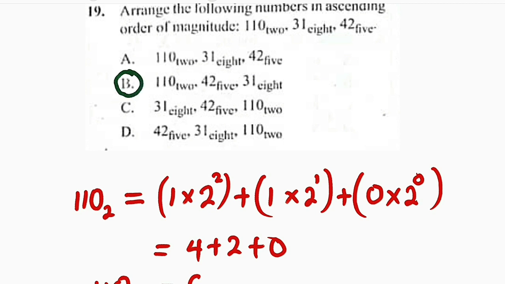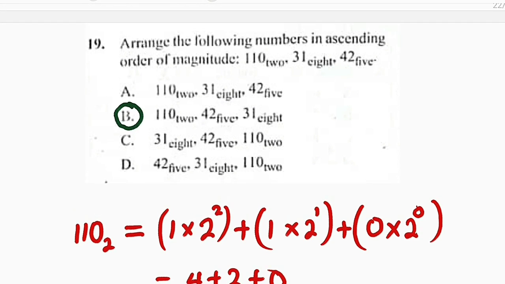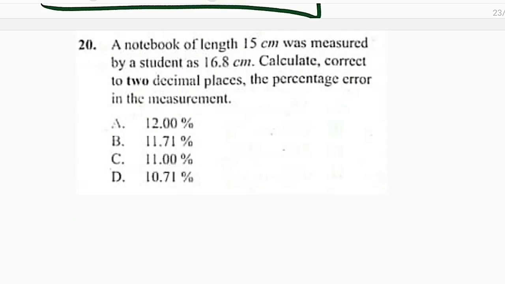So now let us take the last question for today, which is question number 20. All right, here is question number 20, which is related to percentage error. The question reads, a notebook of length 15 centimeters was measured by a student as 16.8, meaning the student has increased the length of the book. We're asked to calculate, correct to 2 decimal places, the percentage error in the measurement.